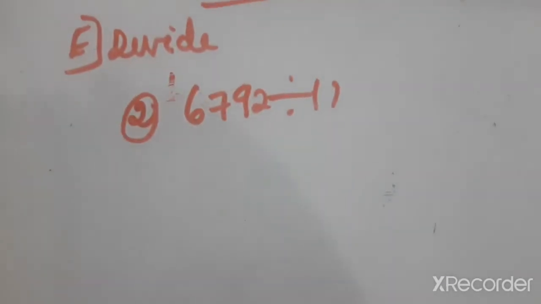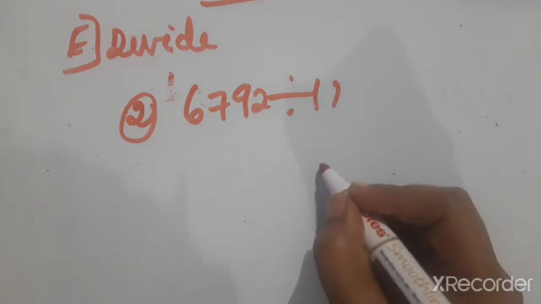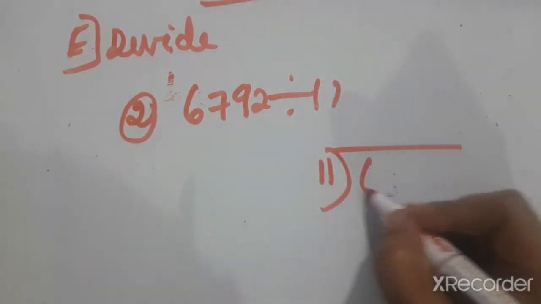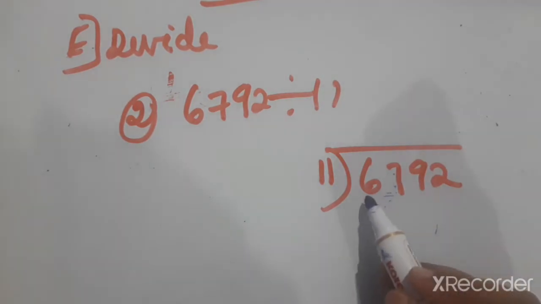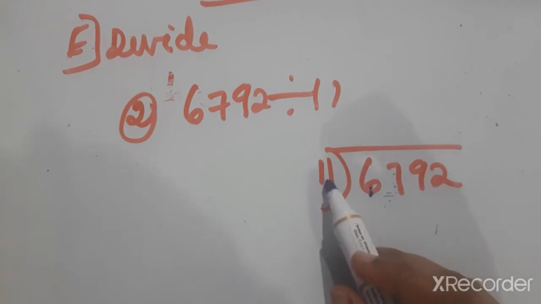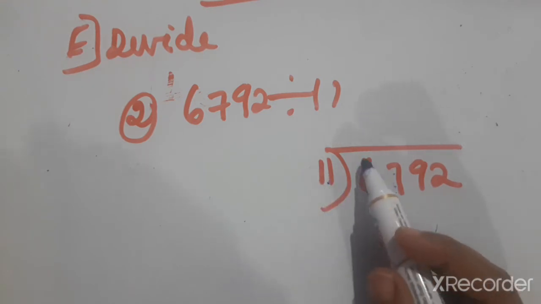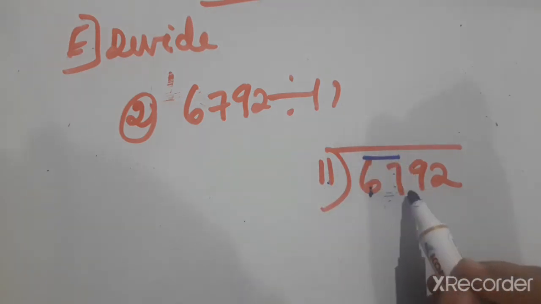Next is 6792 divided by 11. 6792. In which table will it come? Whether we can take one single digit 6? No, because 6 is less than 11. It should be equal or greater. So we have to take 2 digits, means 67.